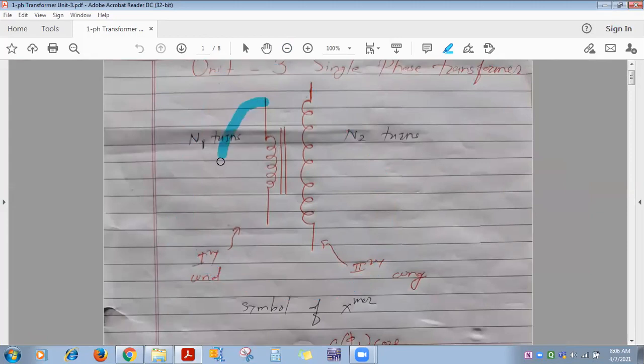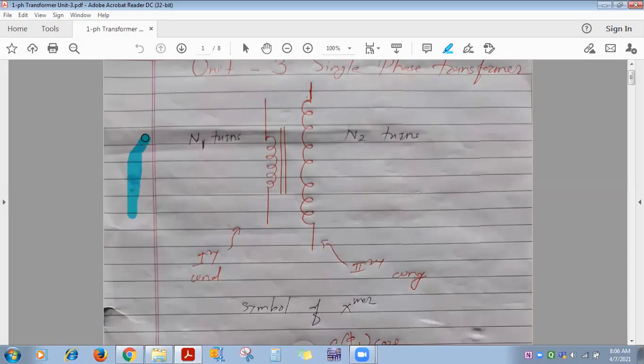So this one is primary winding. On your left side, it has turns, N1 number of turns. These are the N1 number of turns, and this complete one is called as primary winding. The primary winding is the one across which we give input.